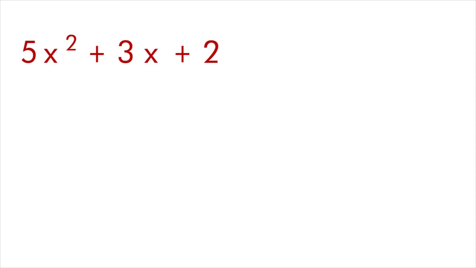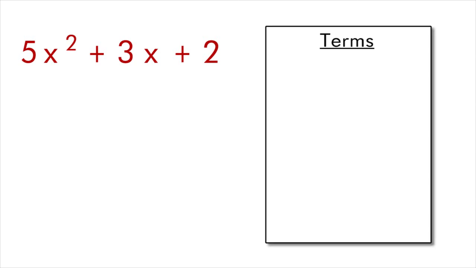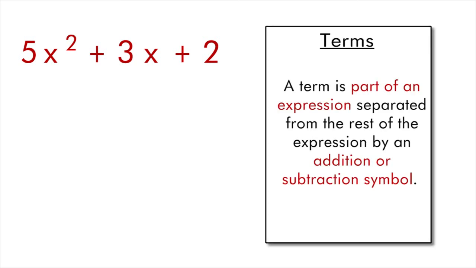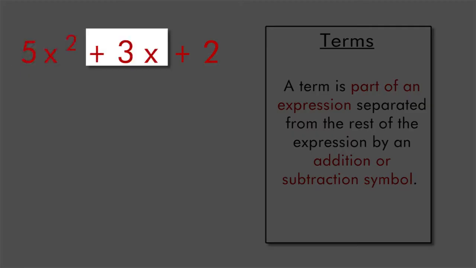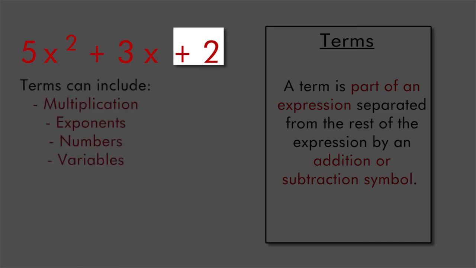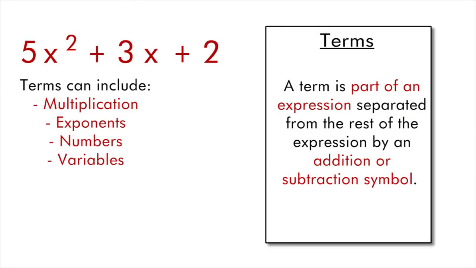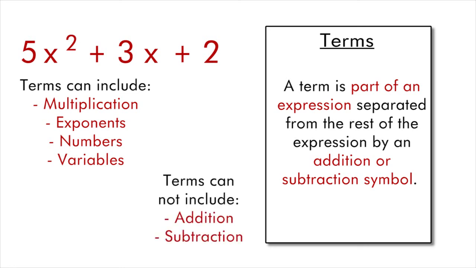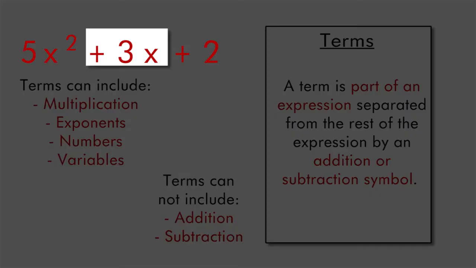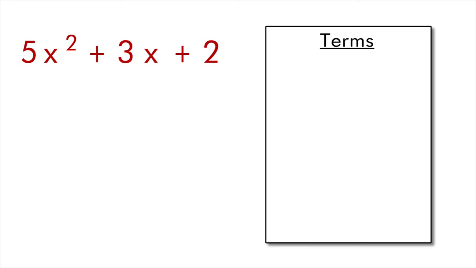The next piece of the expression that we want to take a look at is called a term. A term is a part of an expression that is separated from the rest of the expression by addition or subtraction symbols. Terms can include inside of them, but don't have to include, multiplication, exponents, numbers, variables, just no addition or subtraction. The addition or subtraction symbol that is in front of the term, however, is considered part of that term. We will hear more about that when we look at coefficients.